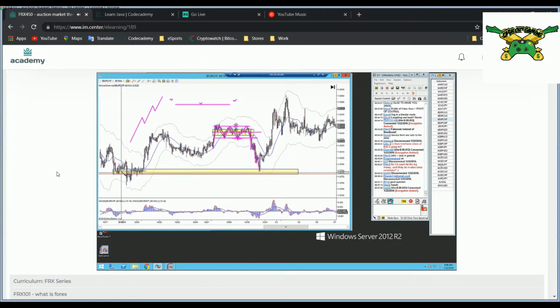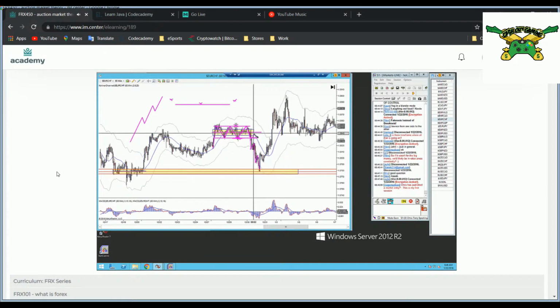So lower value area, upper value area, control point. This area used to be at value. So the market likes to attract. I'm just teaching right now, Diego. I'm just teaching. The market likes to attract to different value areas. You can see right here, it attracted in here.